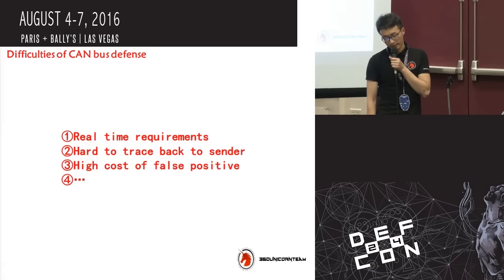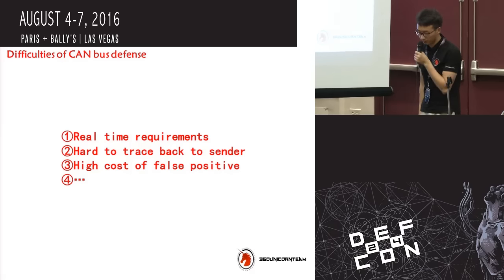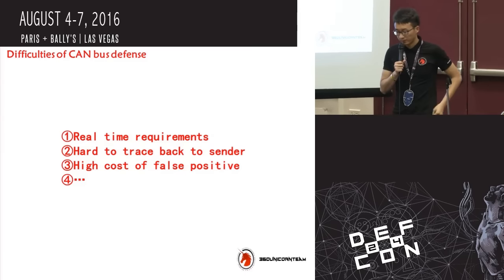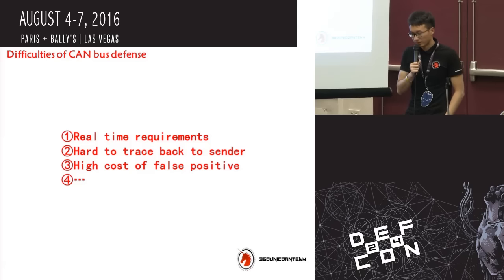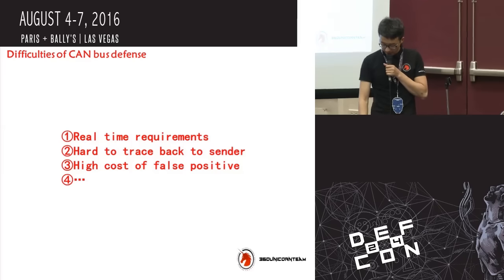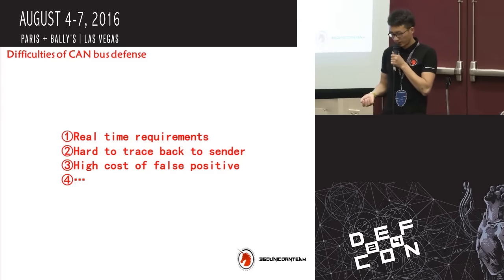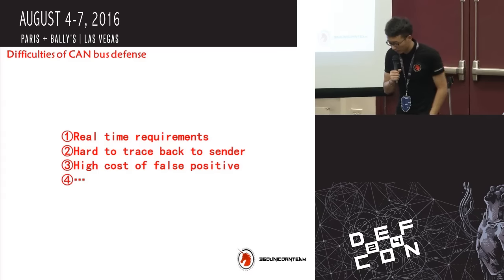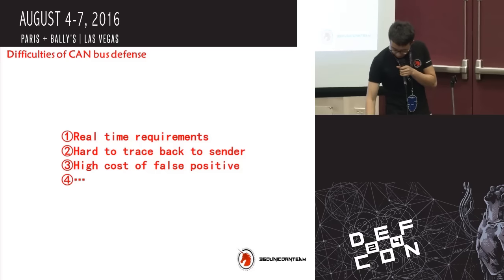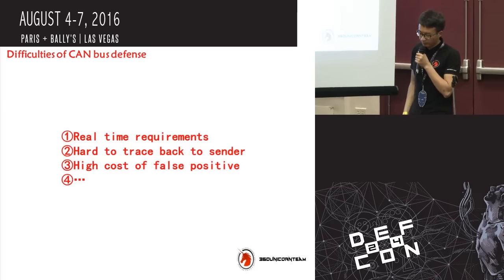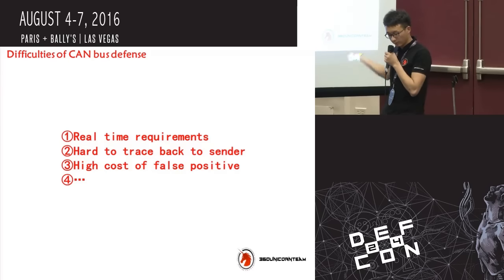All the packets on the CAN bus are real-time parameters, for example, the current speed, the current RPM. Those parameters have time constraints. So you cannot do a filter, for example, where you receive a packet, do some calculation on it to see if it is malicious, and then send that packet onto the network.